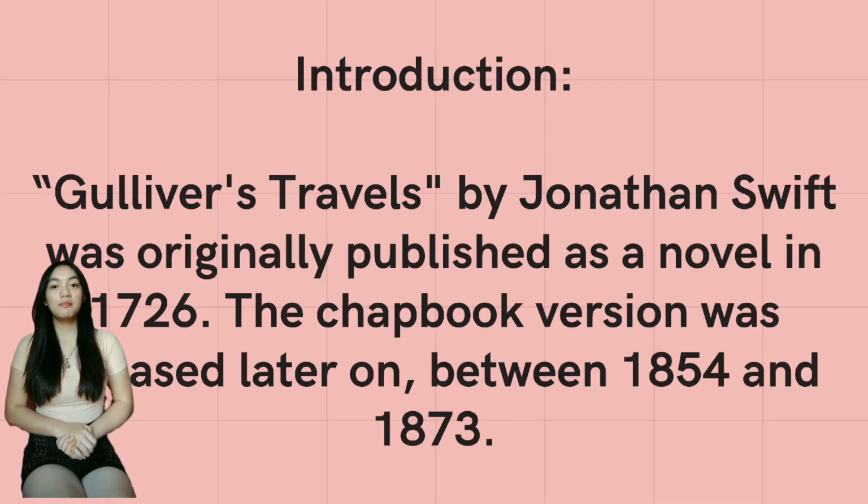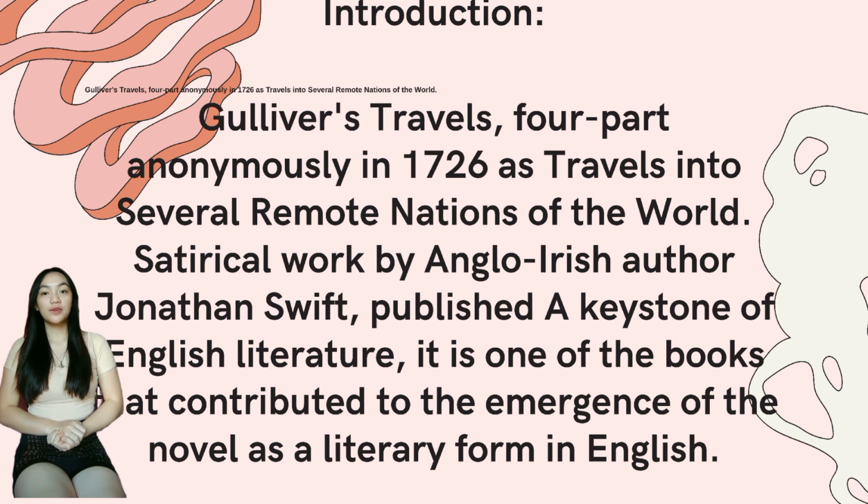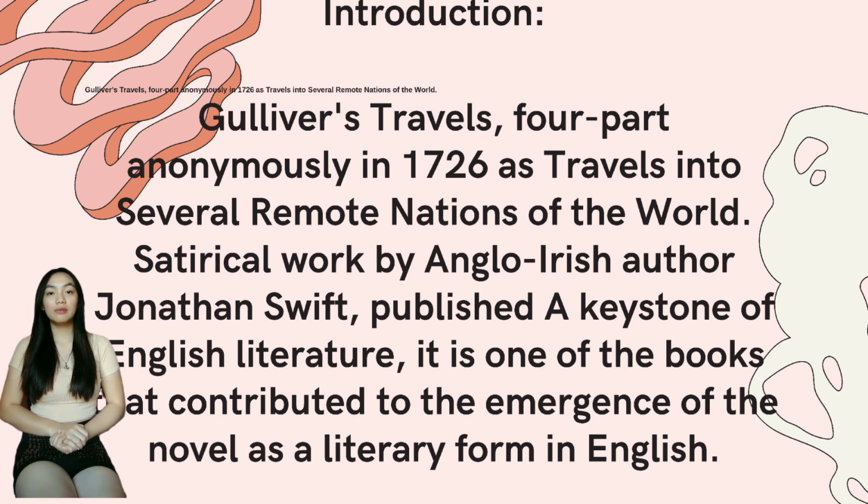Gulliver's Travels by Jonathan Swift was originally published as a novel in 1726. The chapbook version was released later on, between 1854 and 1873. Gulliver's Travels was first published anonymously in 1726 as Travels into Several Remote Nations of the World, a satirical work by Anglo-Irish author Jonathan Swift, and a keystone of English literature.